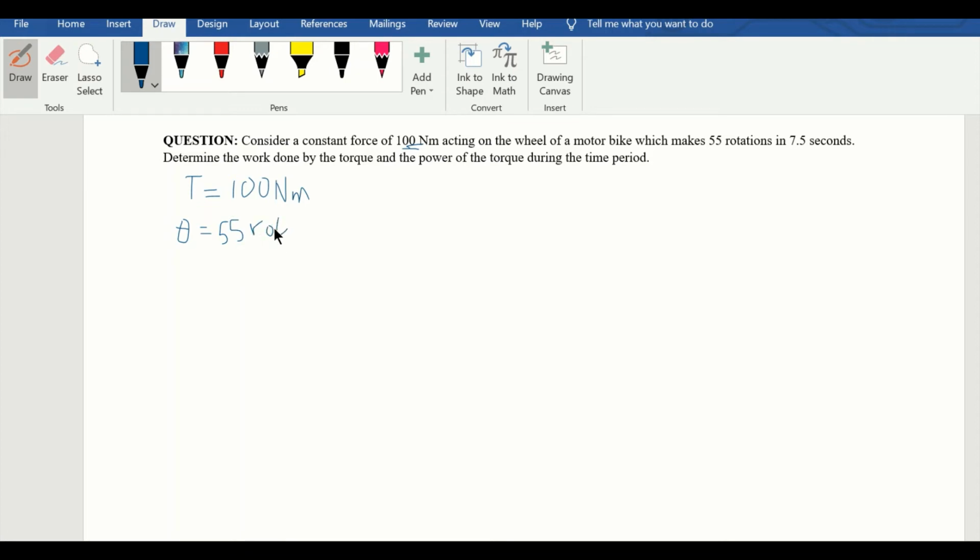rotations. Now, if you remember, I said that angular displacement is in radians. So I have to convert this to radians. I will multiply 55 by 2 pi. So to convert to radians, we multiply by 2 pi. That gives us 345.6 radians. Okay, cool. What next? I'm giving my time in 7.5 seconds. So my time is given as 7.5 seconds.